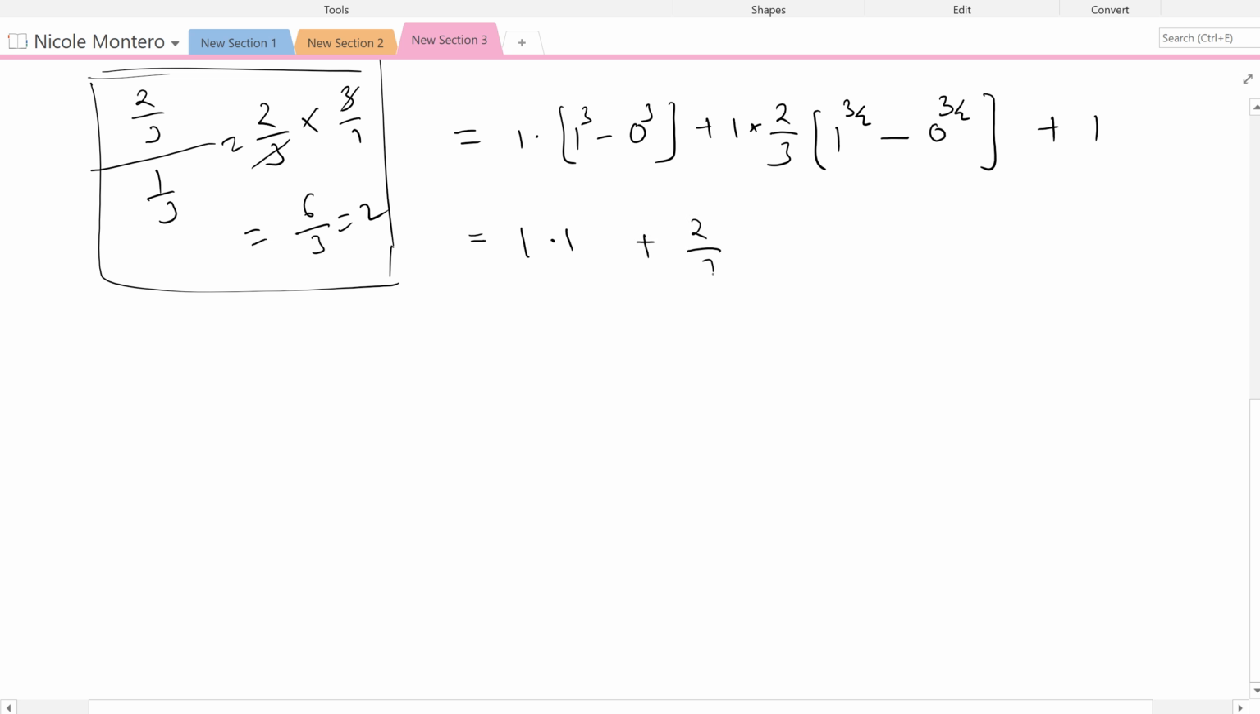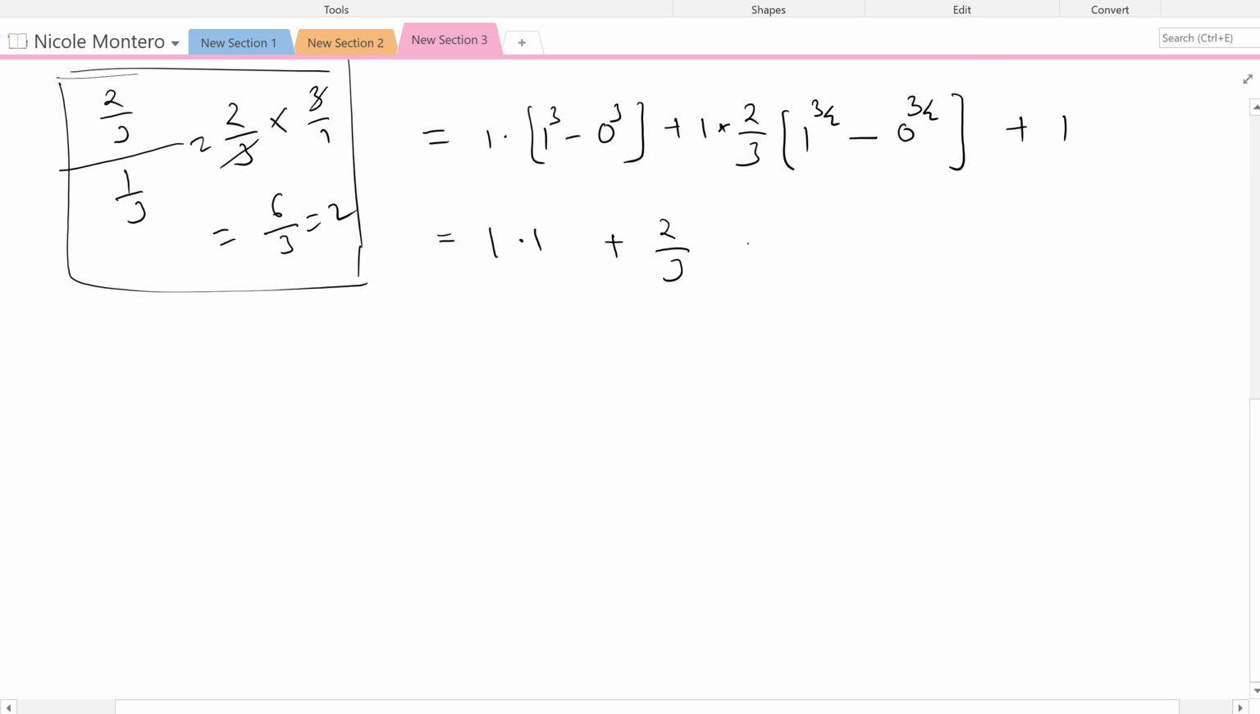2 over 3, and inside we have 1. Now 1 raised by any non-zero power is gonna be 1. Even 1 raised by 0 is also 1. So 1 powered by anything is gonna be 1, so we write 1 there. And 0 powered by anything is 0. So ultimately we got 2 over 3 times 1. So what we got, 1 times 1 is 1.